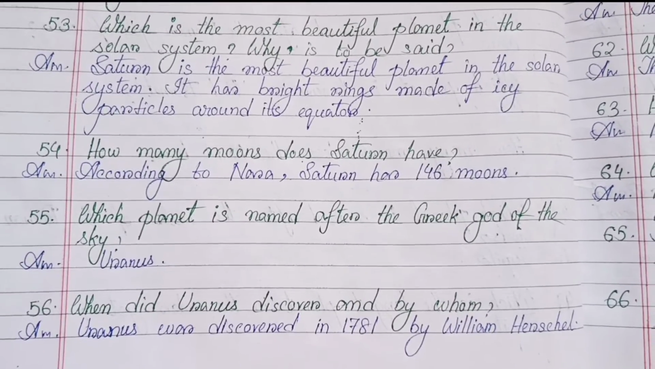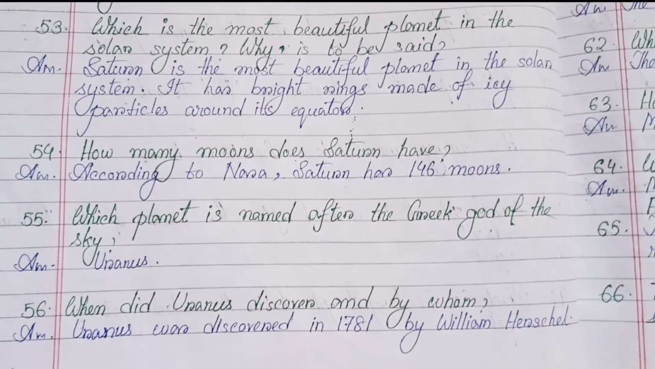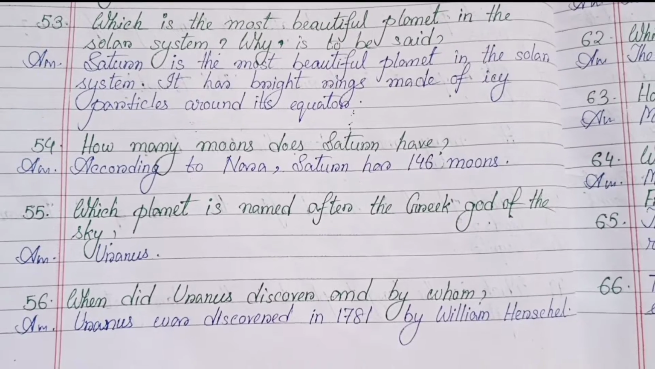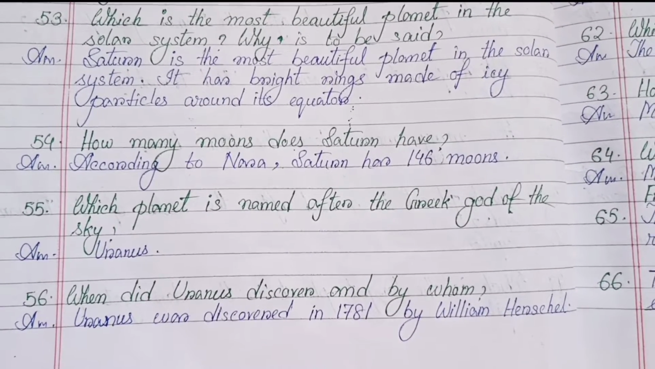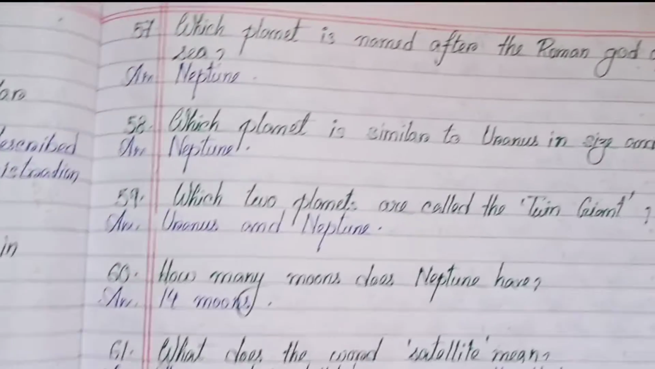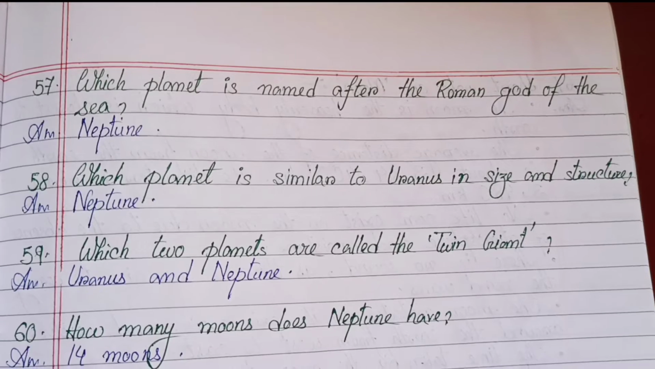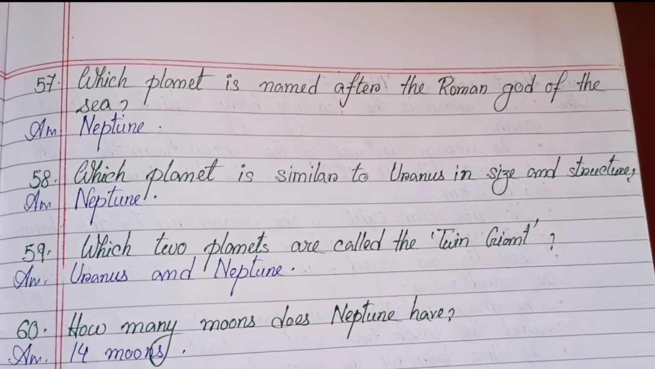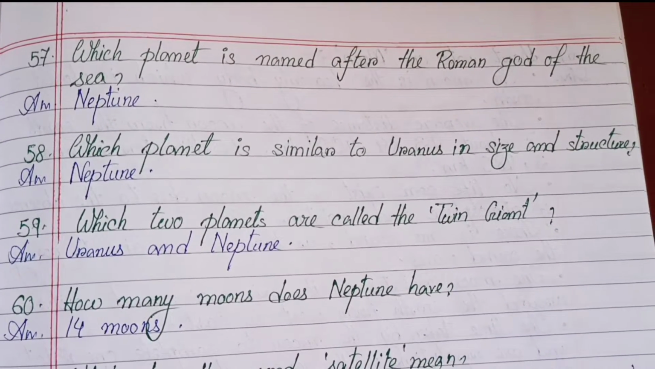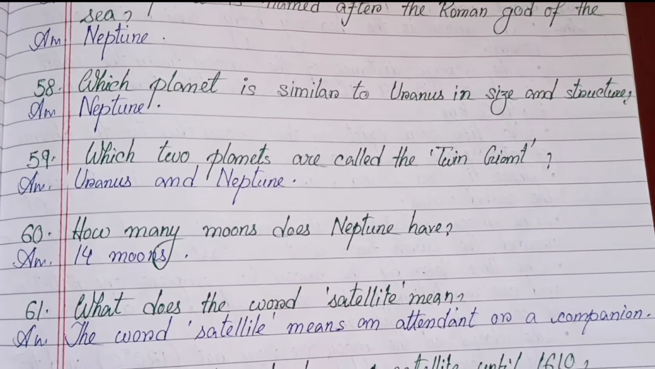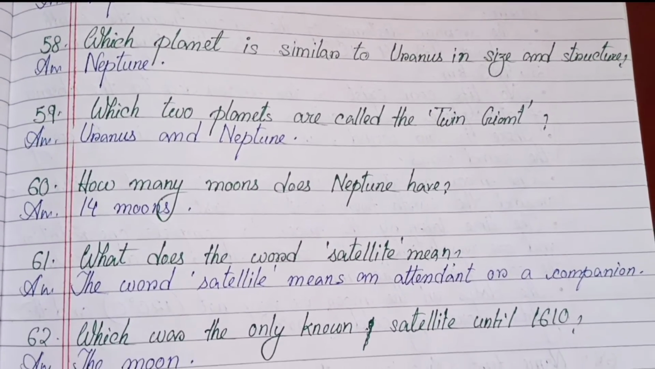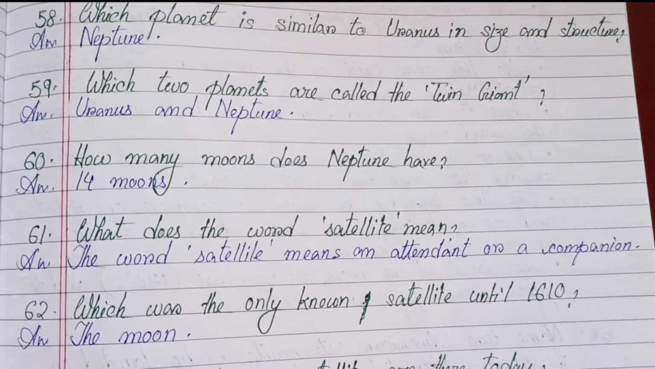Which planet is named after the Greek god of the sky? Uranus. When was Uranus discovered and by whom? Uranus was discovered in 1781 by William Herschel. Next, which planet is named after the Roman god of the sea? Neptune. Which planet is similar to Uranus in size and structure? Neptune. Which two planets are called the twin giants? Uranus and Neptune.